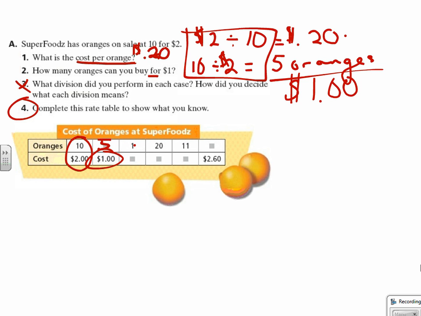For 1 orange, how much does that cost? Again, we already figured that out. Now, if I wanted to do 20 oranges, well, I know how much 10 costs, so I can figure out how much 20 costs. If I want to do 11 oranges, well, we have some of that information: 10 plus the 1, which was 20 cents.